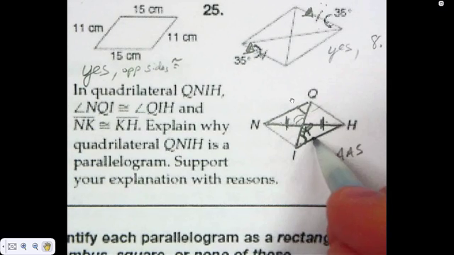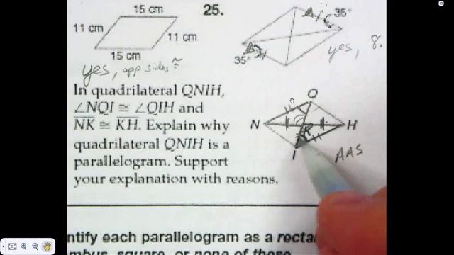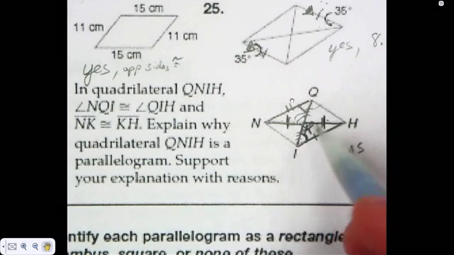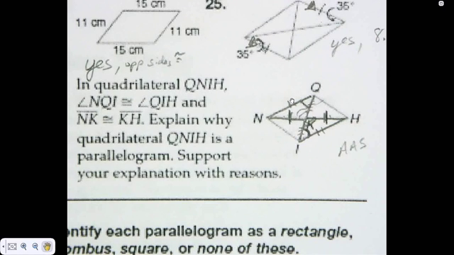So if that's congruent to that, that means that is congruent to what? That, and this is congruent to this. And now I'm basically saying that the diagonals bisect each other. Therefore, that has to be a parallelogram, because that's one of your tests. If the diagonals bisect each other, it has to be a parallelogram.